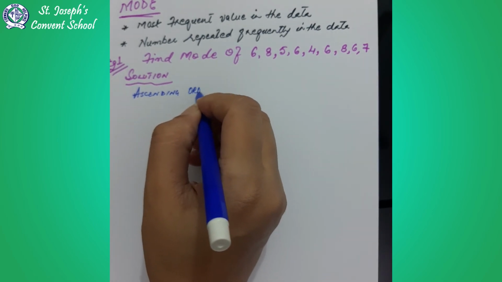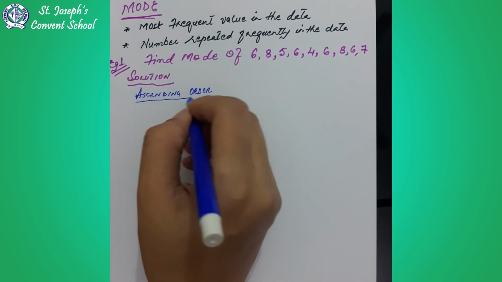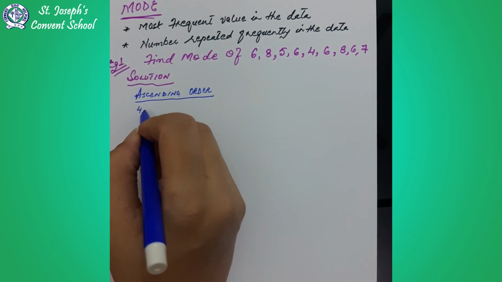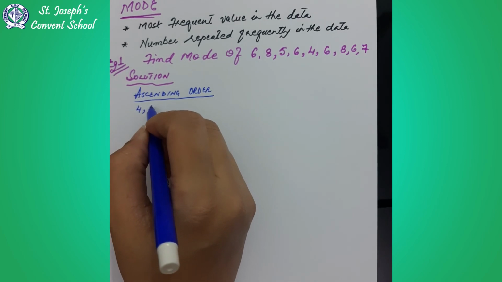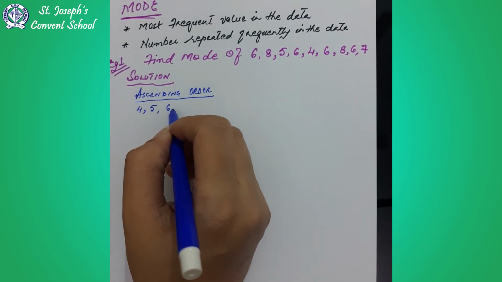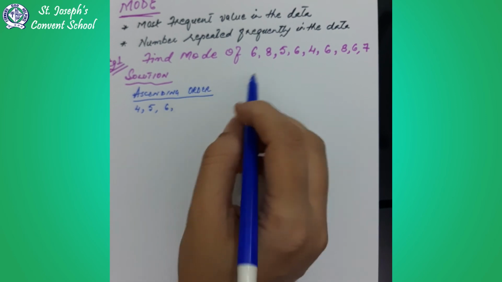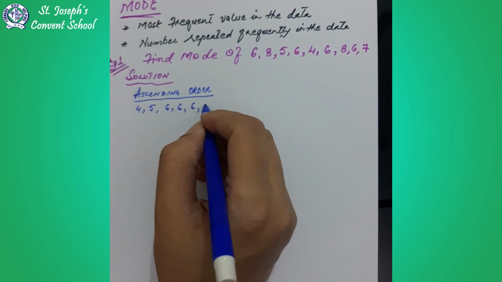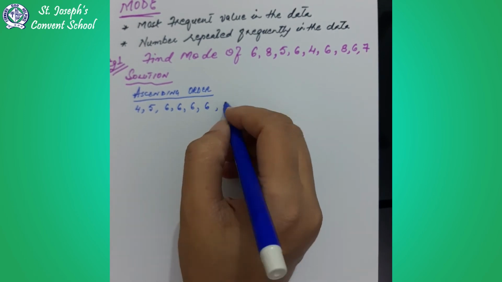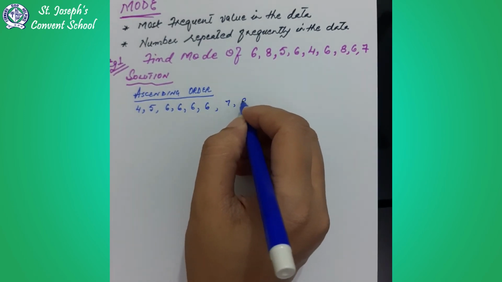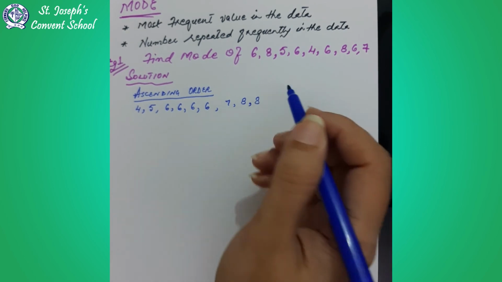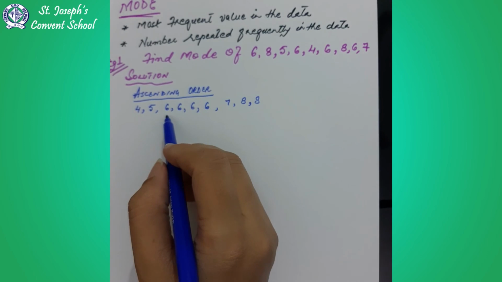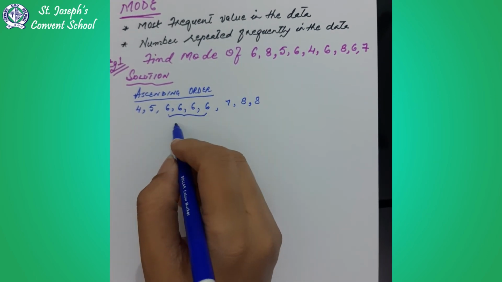Ascending order, small to big. So the smallest value is 4, then there is 5, then there is 6, again 6, then again 6 and again 6. Then there is 7, there is 8 and again 8. Now in the data you can see 8 is coming twice, but 6 is coming 4 times.